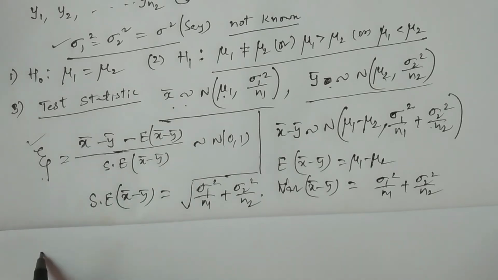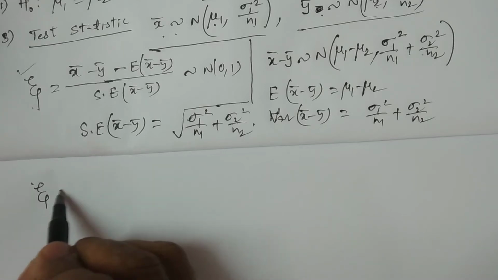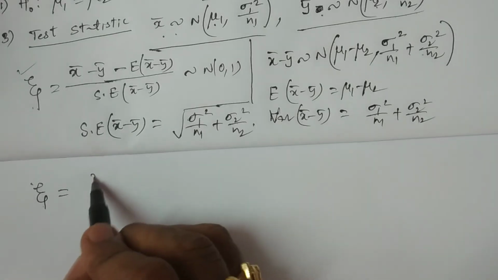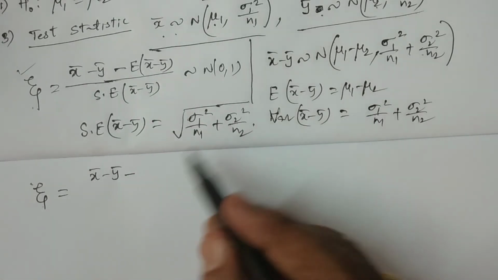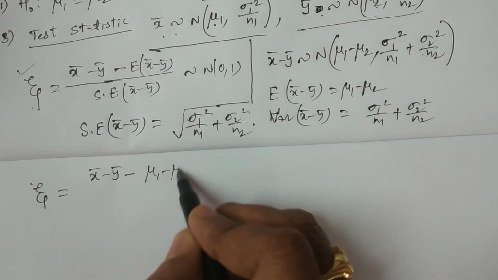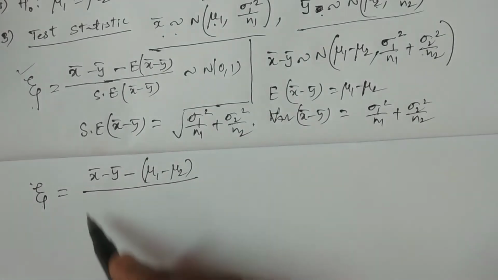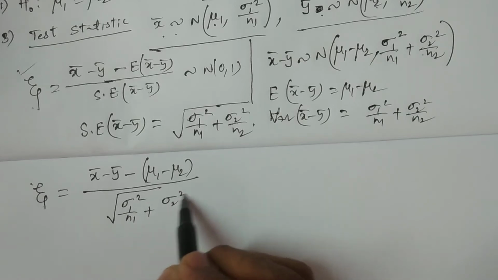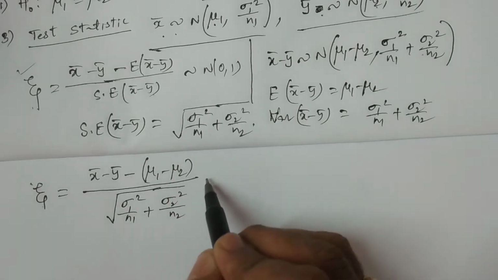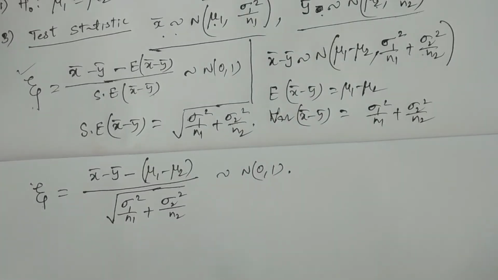Now, xi is the standard normal variate: X bar minus Y bar minus the expectation, which is mu1 minus mu2 in brackets, divided by the standard error of X bar minus Y bar, the square root of sigma 1 square divided by n1 plus sigma 2 square divided by n2. This follows N(0,1), the standard normal variate. Okay, fine, that is finished.